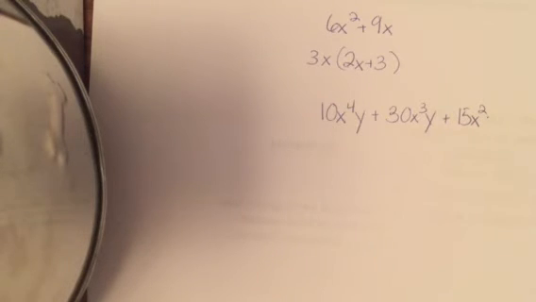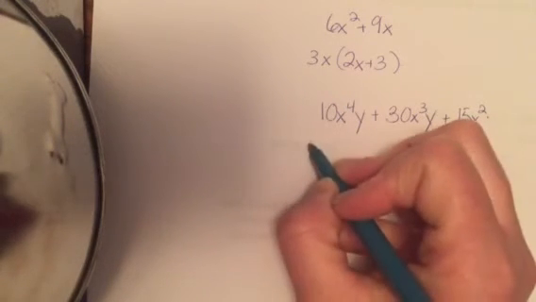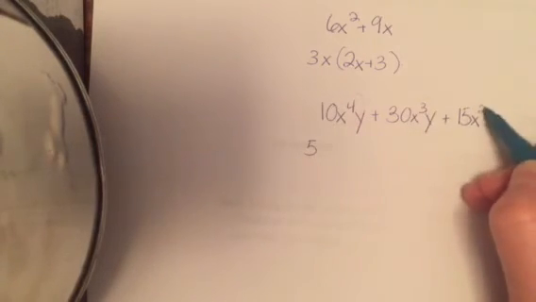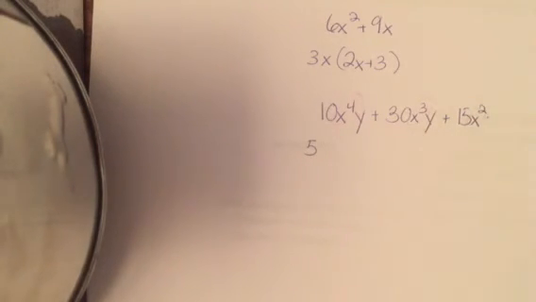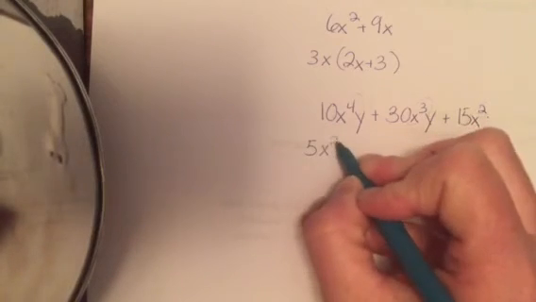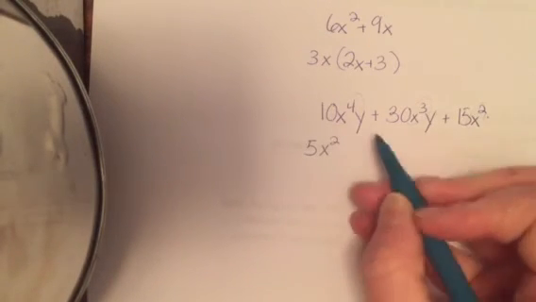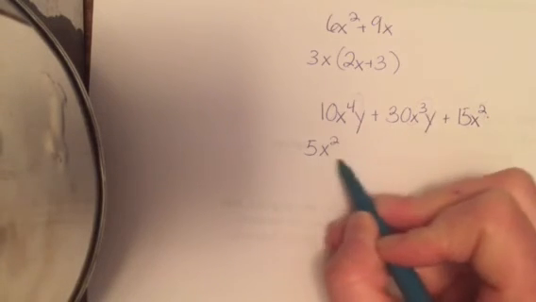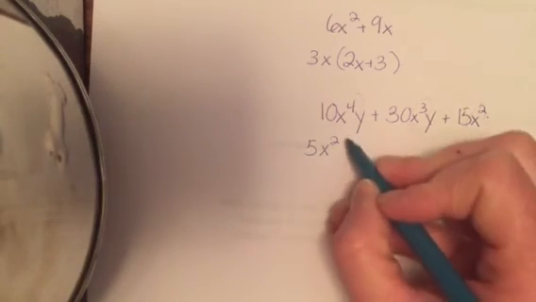The largest number that goes into all three of those is 5. This has 4 x's, this has 3, this has 2. The most that I could pull from each one then is 2, because you have to pull the same amount from each. Now this has 1 y, this has 1 y, this does not, so I can't factor out a y because I can't divide all of them by y.